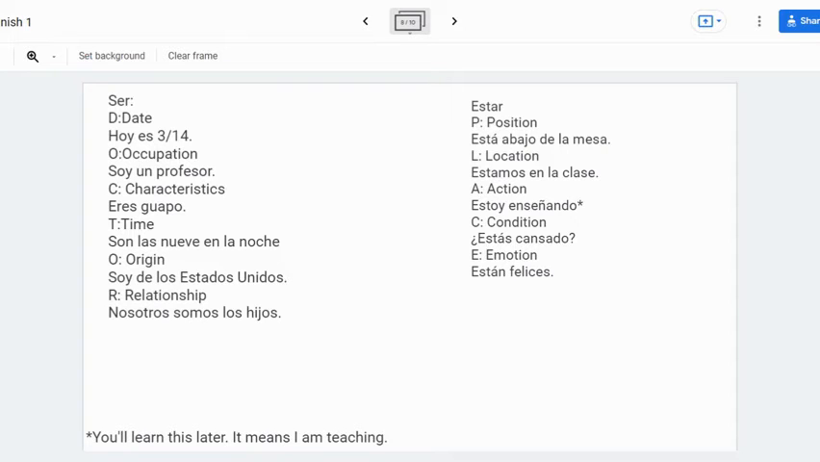It's a location. A is for action. Estoy enseñando, which means I am teaching. You will learn this a lot later when we learn progressive tenses. C is for condition. ¿Estás cansado? I'm asking you if you're tired. E is for emotion. Están felices, which means they, or you guys informally, are happy.